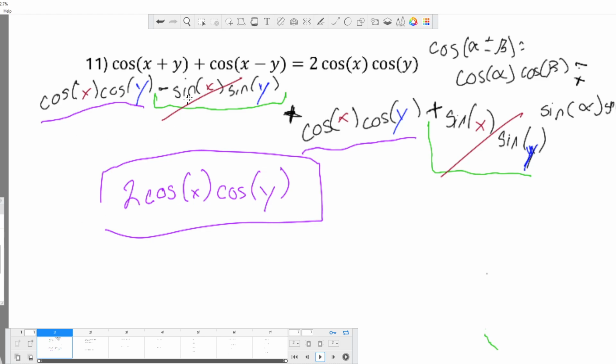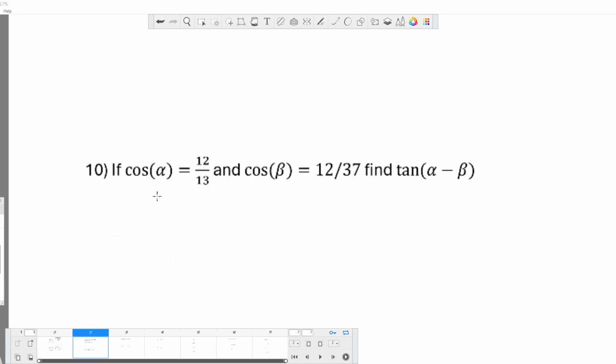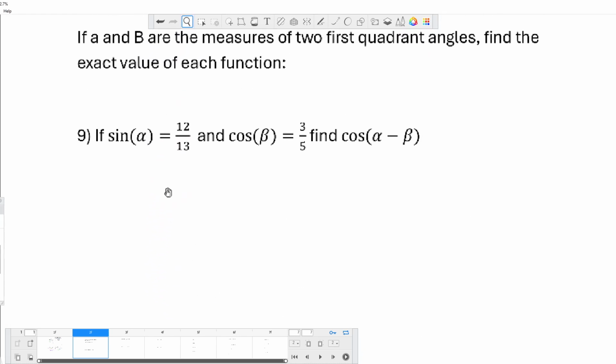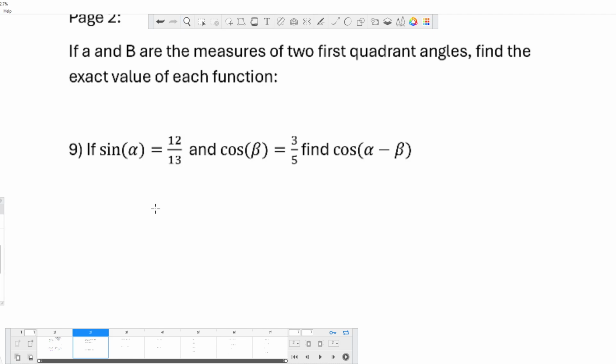All right, let's move on to the next page of problems that had a little bit higher density of stuff. These ones still continue to build off of that same usage of the formula, except now we're plugging in trig values, and we might have to do a little bit of trig manipulation to get there. We want to find cosine of alpha minus beta. So that tells us we're going to be using the cosine version of the formula.